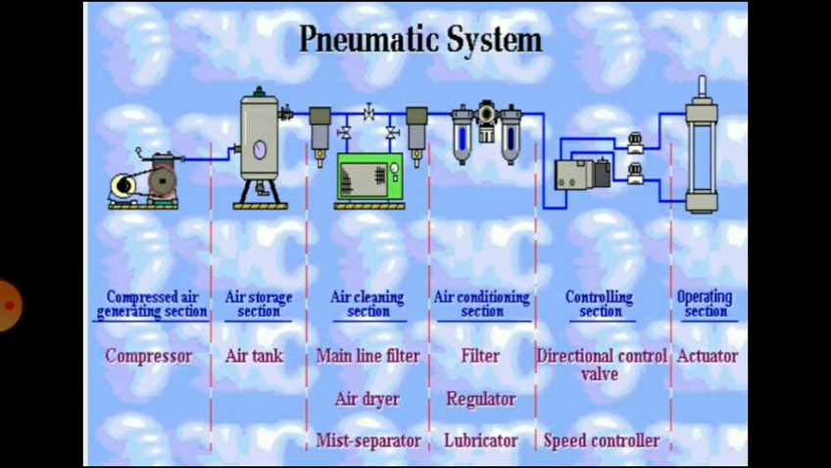Now, these are the components, or various elements, of the pneumatic system. You can see the first element is the compressed air generating section, then the air storage section, air cleaning section, air conditioning section, then the controlling section and operating section. These are the different sections involved in a pneumatic system. According to those sections, the pneumatic system uses different components.